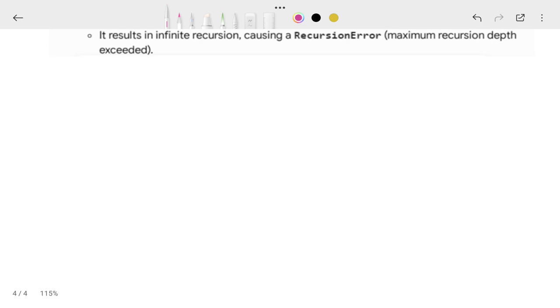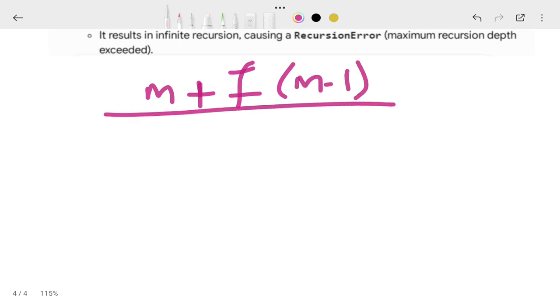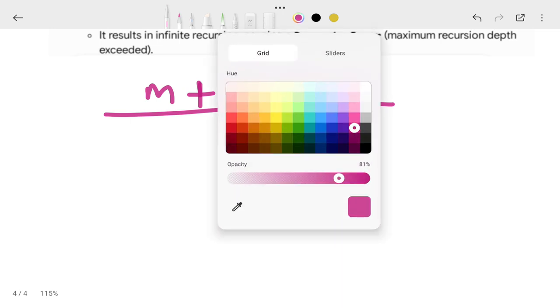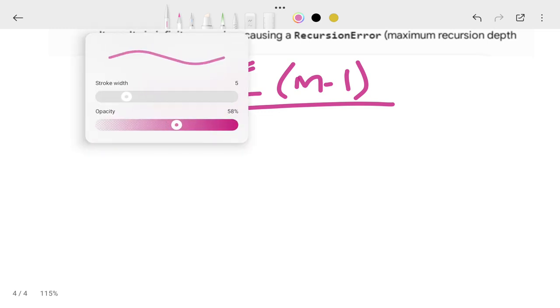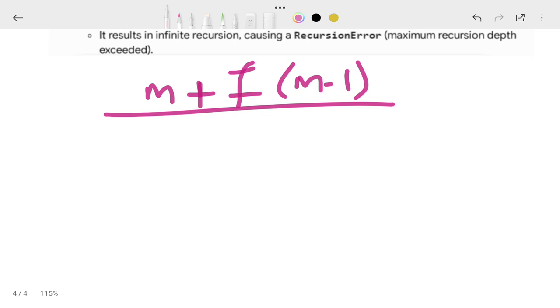So now see here what we have written. We have written n plus f, I am writing not 4, I am writing f, and I am writing n minus 1. This is your function. Okay. So now see here. Suppose I am writing n is equal to 5. Suppose n is equal to 5.